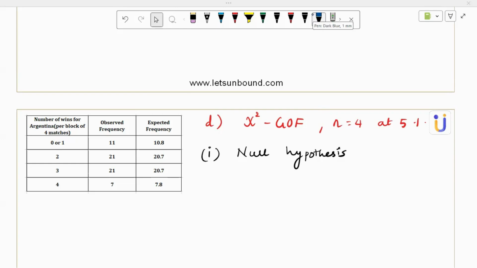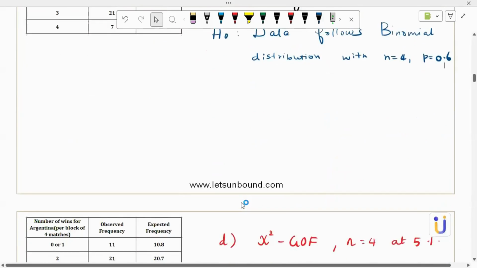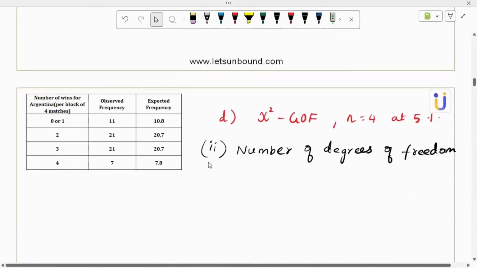So H naught is going to be: data follows binomial distribution with n equal 4, p equal 0.6. Right? So this is what we got. And now the hypothesis is done. Now carrying out the test, number of degrees of freedom.